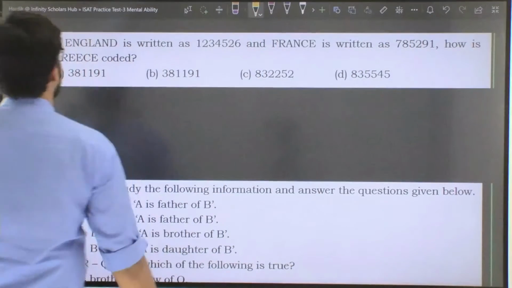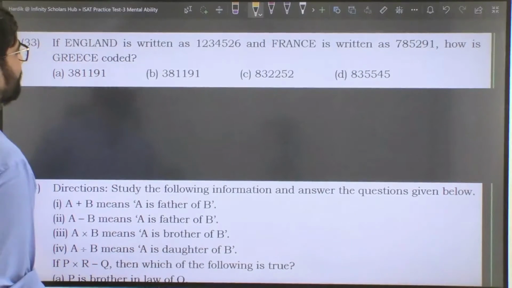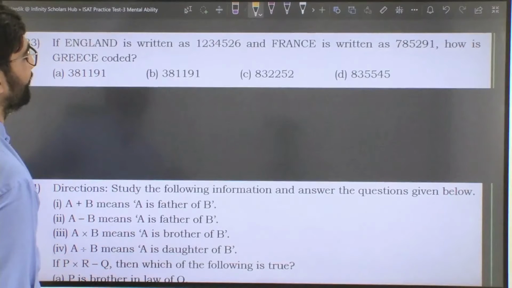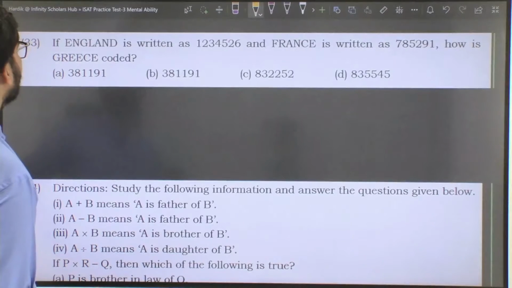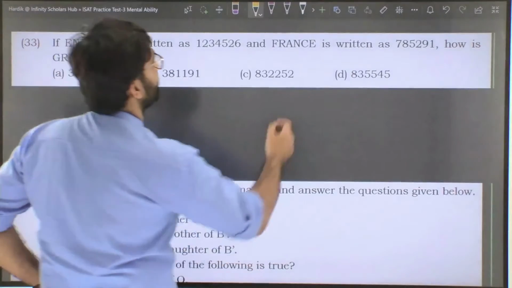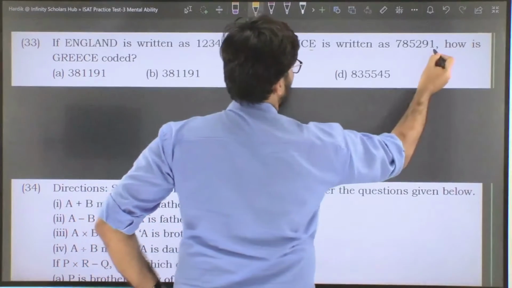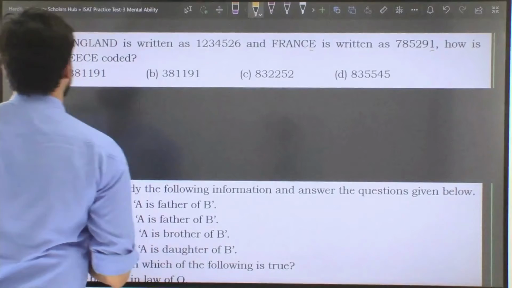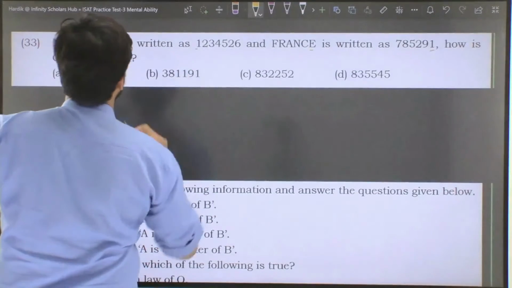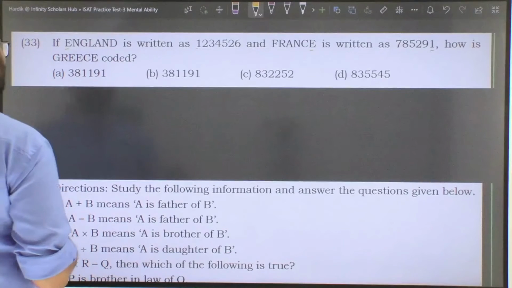Let's check out. If England is written as 1, 2, 3, 4, 5, 2, 6. Okay, fine. And France is written as 7, 8, 5, 2, 9, 1. So I guess E stands for 1. Yes, because if we see the word France, E corresponds to 1, and in the first word England also E corresponds to 1. That means E is definitely 1.